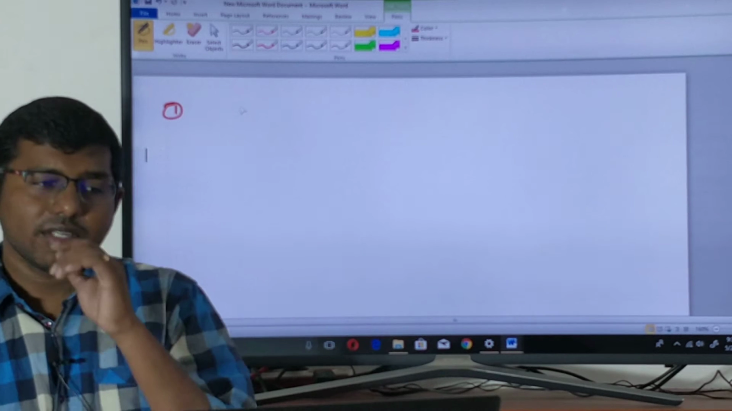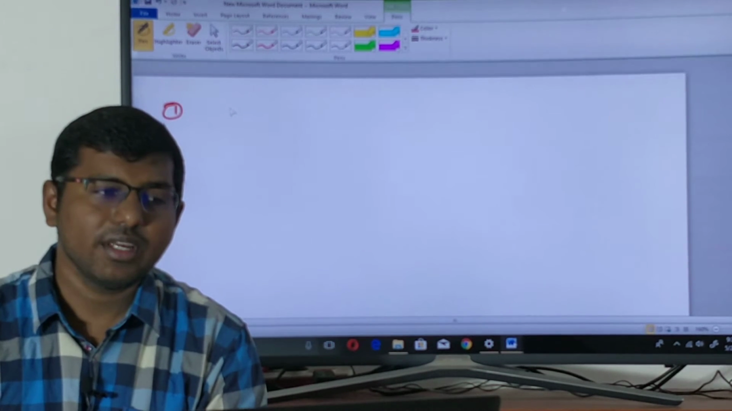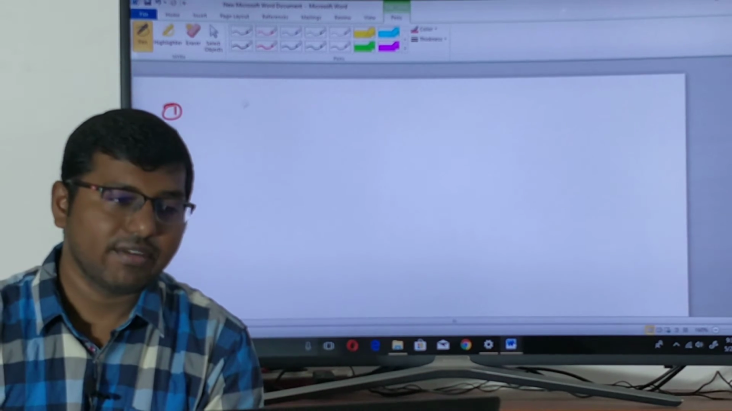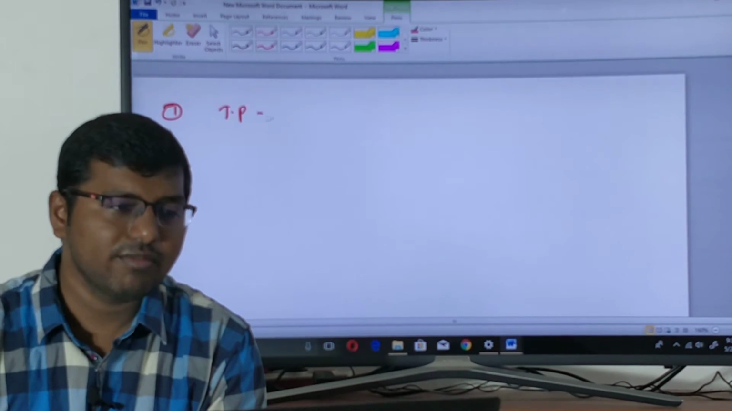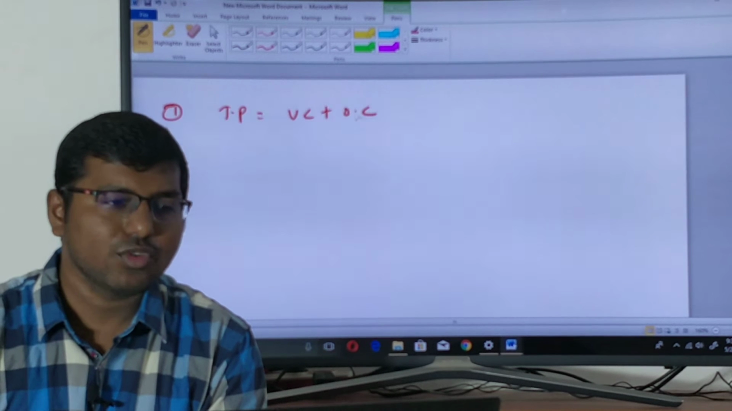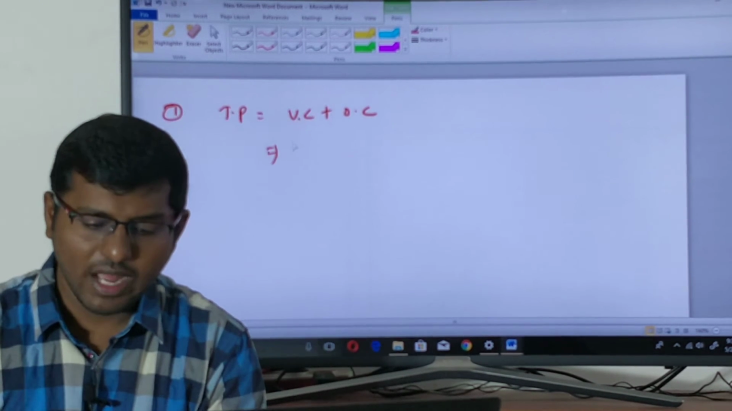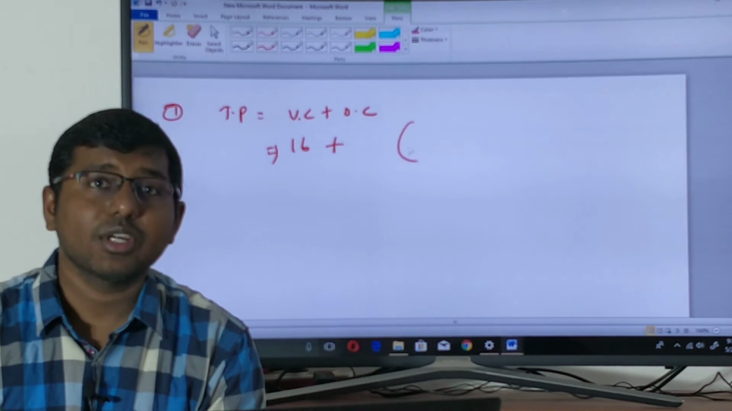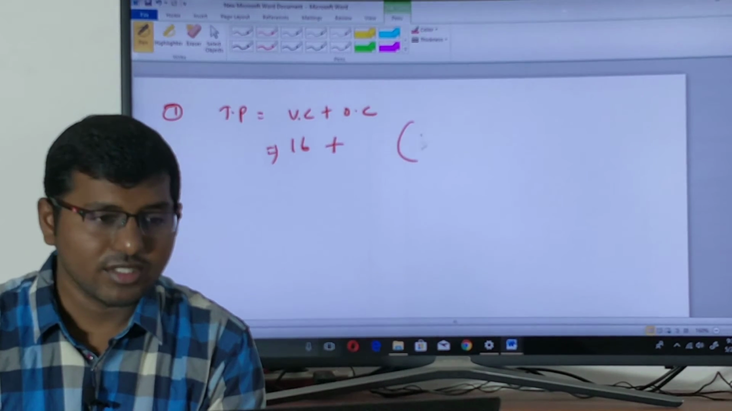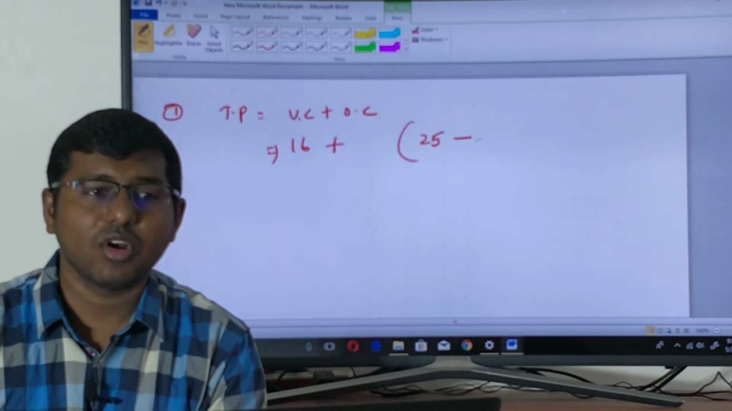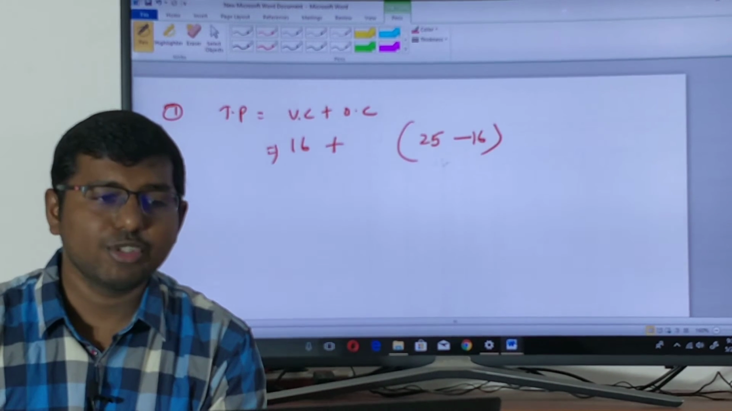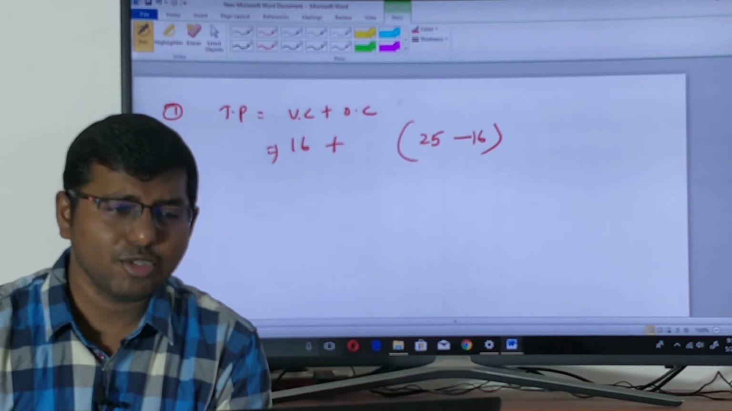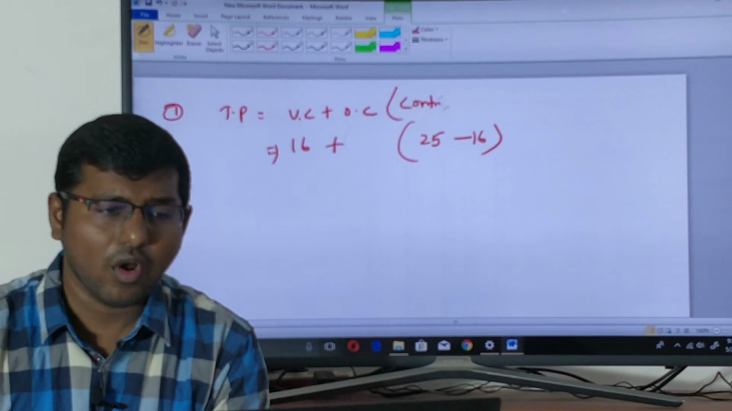Very simple. As you can see, the supply division is already selling all the goods to the outside market at a price of 25. So in those cases, transfer price will be fixed as variable cost plus opportunity cost. As you can see in the question, the variable cost is 16 for the supply division, plus opportunity cost, which is nothing but selling price 25 minus the variable cost of 16. So the contribution that you are earning is how much? 9.